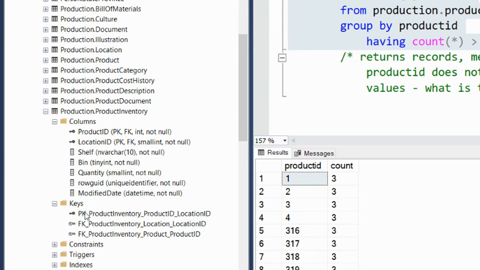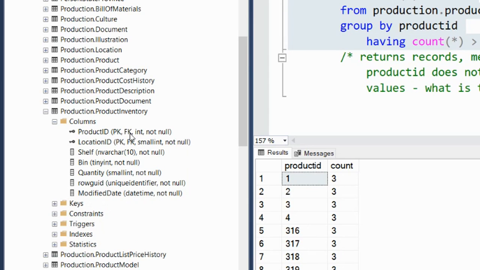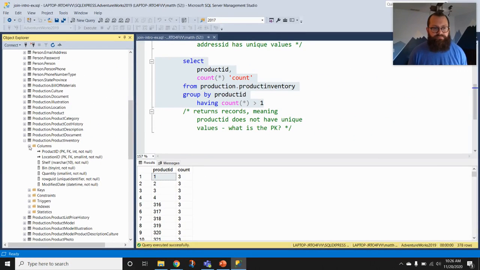You can see, right, the primary key is named in such a way that it's telling you, okay, this is the product inventory table, and product ID and location ID are the primary keys. It also tells you a little bit about other foreign keys. I'm not going to talk about it too much, but you can notice that product ID and location ID are the primary key for this table, and then there are also foreign keys in other tables.